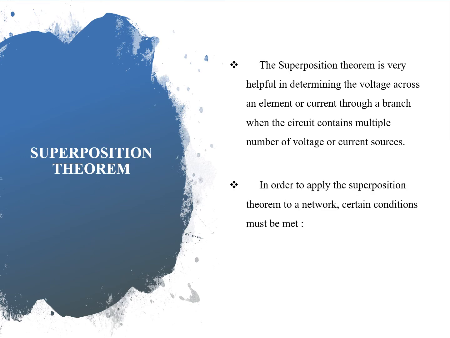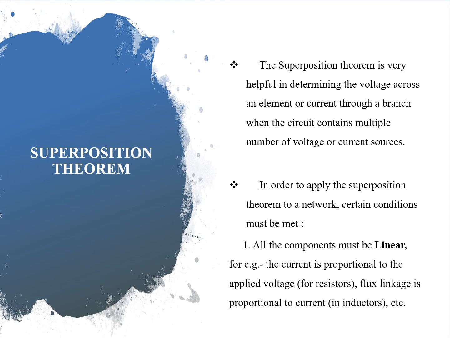Now, in order to apply the superposition theorem, there are certain conditions to be satisfied. The first condition is that the circuit must be linear, or the components must be linear. Now, what is meant by linear? Linear means that the relation between the voltage and current is linear. An example is the resistance. In case of resistance, the current is directly proportional to the voltage, or in case of the inductor, the flux linkage is directly proportional to the current.